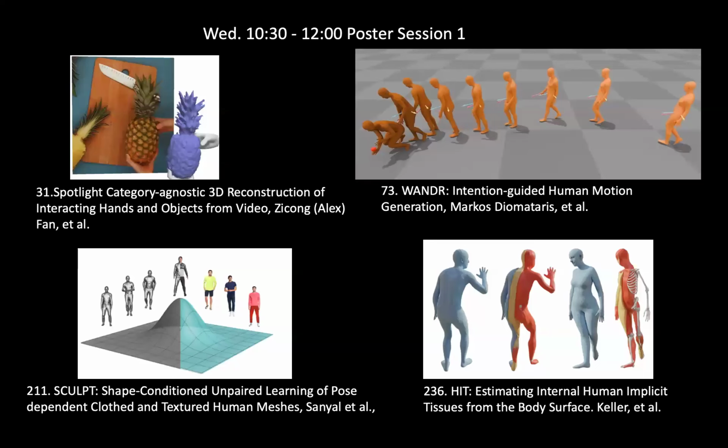So I'll leave you with a few more things. We've got a bunch of other posters in that morning session on Wednesday. HOLD, WANDR: HOLD is reconstructing 3D hand-object interactions. WANDR generates people moving realistically to achieve goals. SCULPT is a generative model of shape and appearance. And HIT stands for human implicit tissue. It looks inside the body. Given the outside of the body, can you predict not just the bones, which we've done in the past, but also where all the fat is and where all the muscle is.